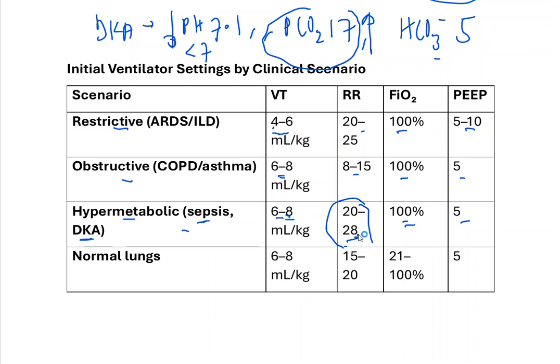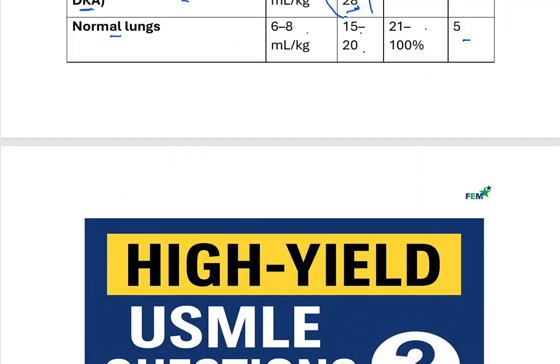So higher respiratory rate. And the last scenario there is the normal lungs. So in normal lungs, right? Keep the tidal volume within the safe limits, and of course, respiratory rate within normal limits, and the FiO₂ could be between 21% to 100%, depending on how much oxygen they're on before intubation, and the PEEP 5. And of course, you should be assessing those patients and start weaning their FiO₂.